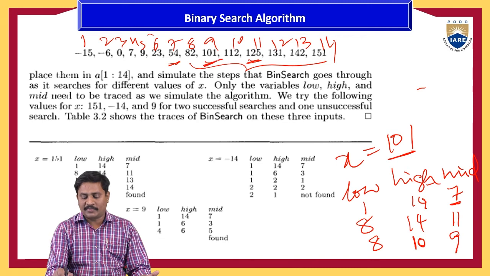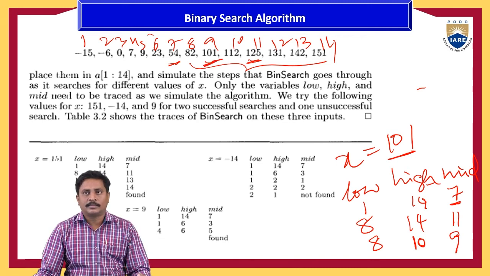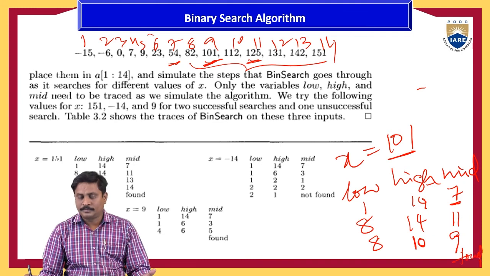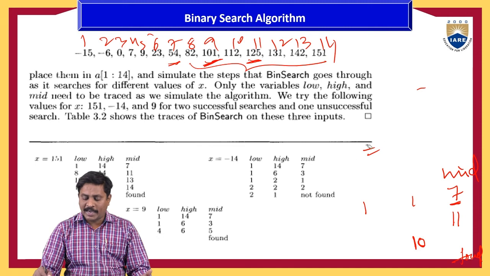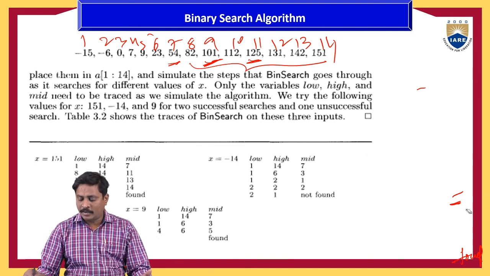So, A of 9 value is 101. X equal to A of 9? Yes, found at this point. So, in this way, we search for the element in the given array by using this binary search algorithm. Now we will see one more example.